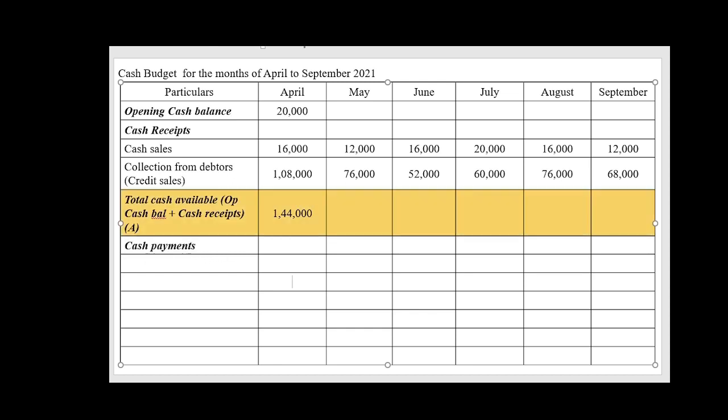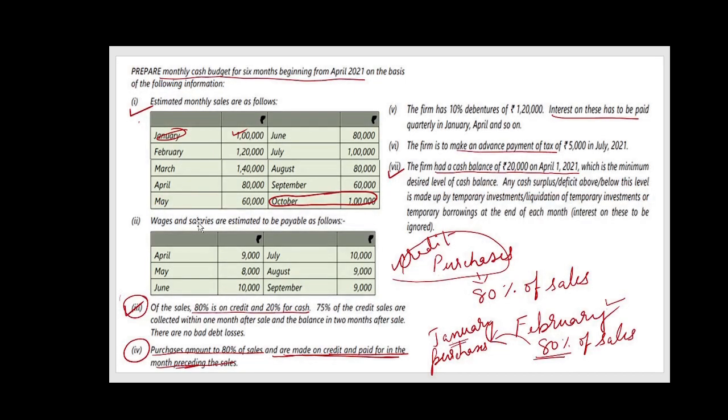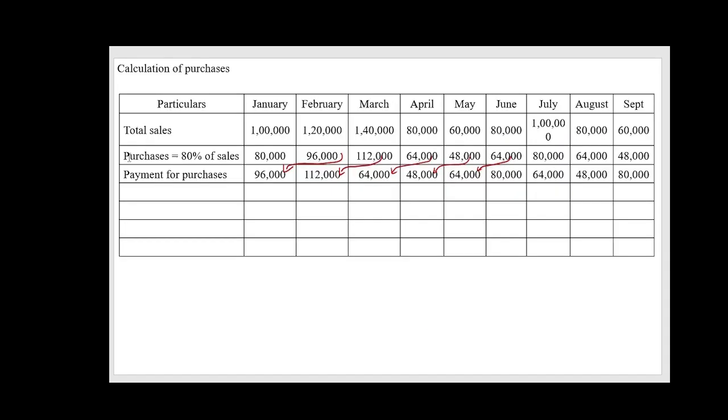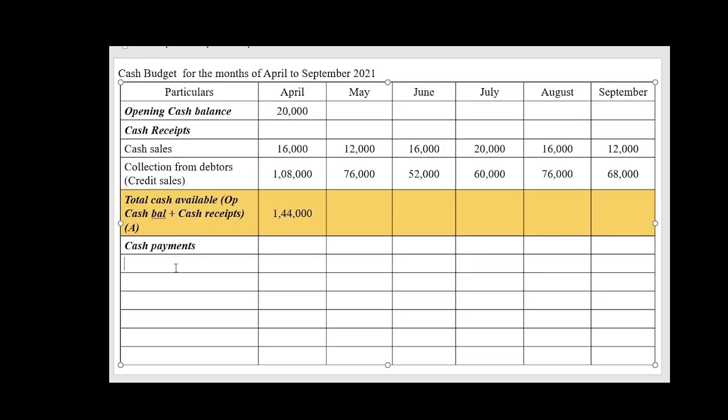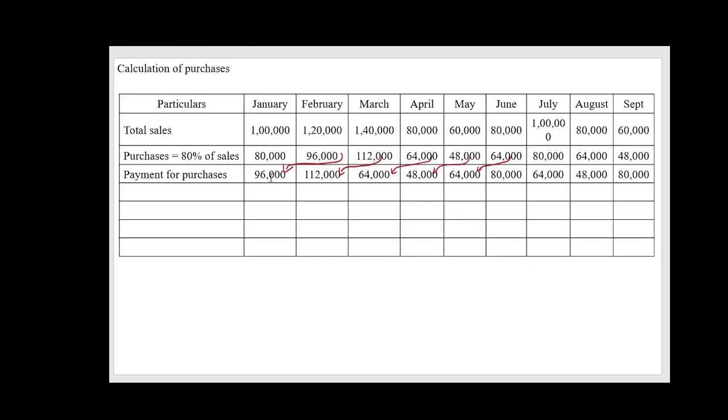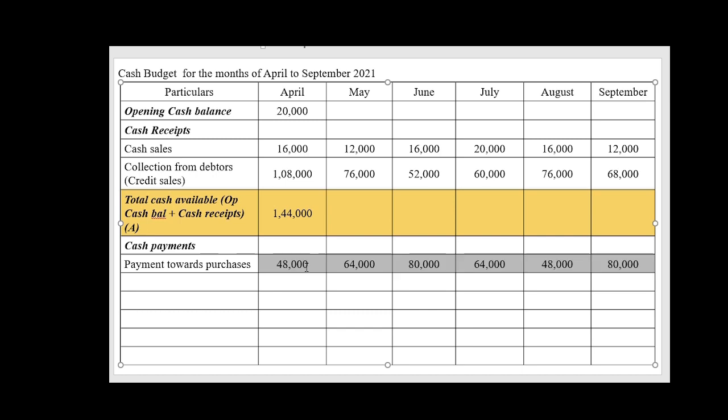So what are the cash payments the business has? Wages and salaries and purchases. We have done the purchases over here, so we can fill in the purchases. Payment towards purchases. We can directly take it from these figures. 48,000, 64, 80, 64, 48, and 80,000.